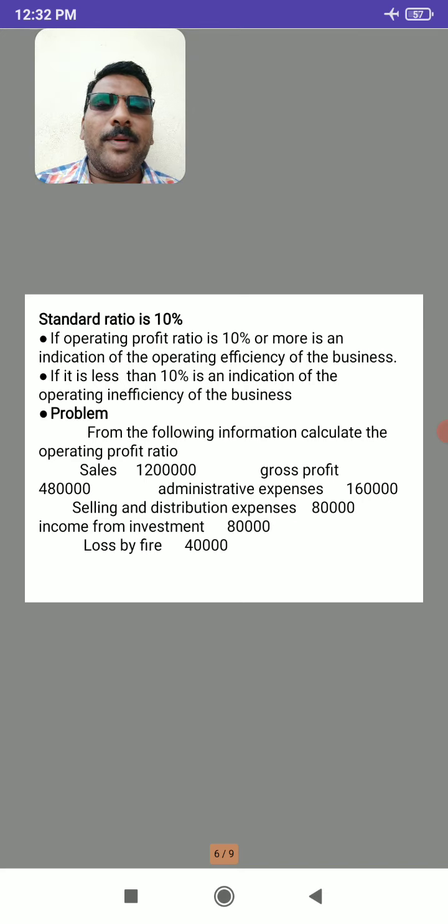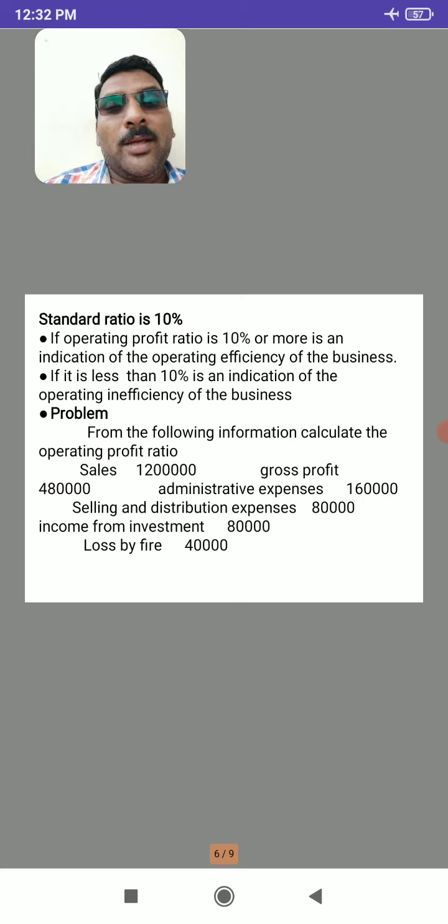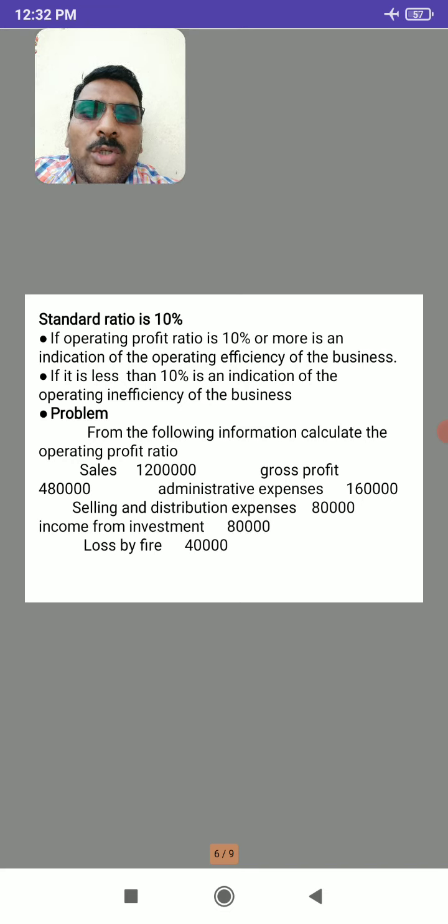If the operating profit ratio is 10% or more, it is an indication of the operating efficiency of the firm. So here, if the firm's operating ratio is more than 10%, automatically it indicates the high efficiency of the business. If it is less than 10%, it shows the inefficiency of the business. To understand this ratio, that is the operating profit ratio, we will select one simple problem.